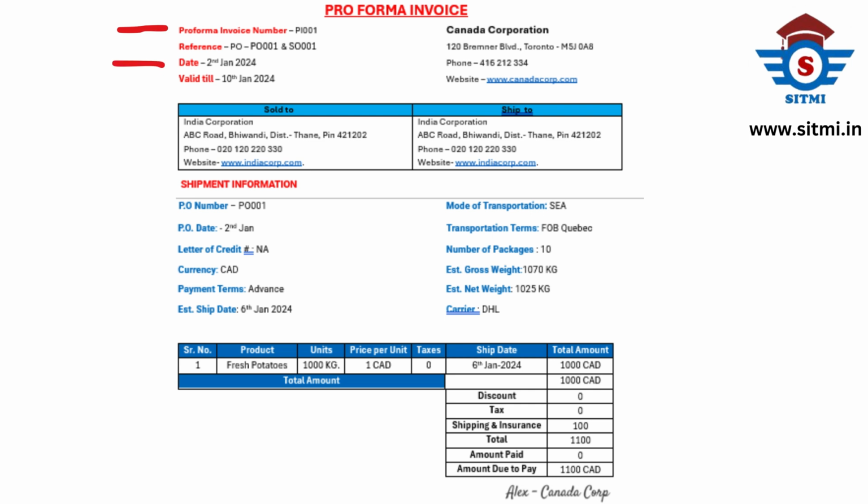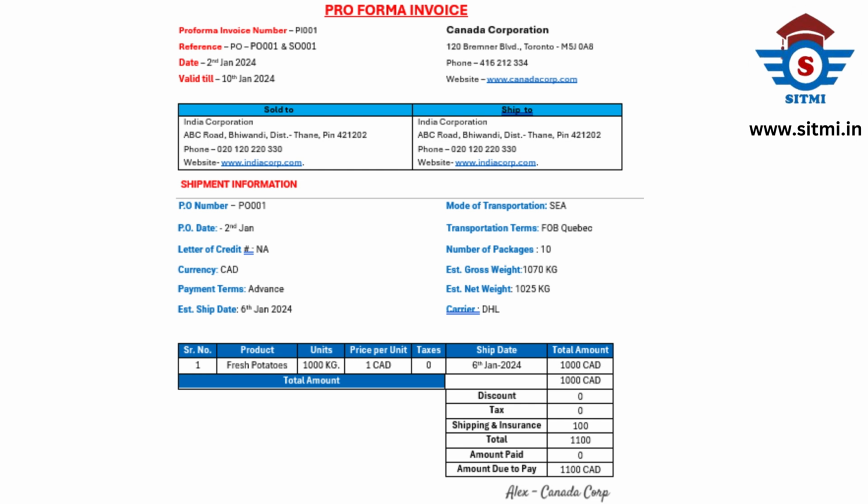The third one is date of issuance. So the date when the Proforma Invoice is issued. This serves as the starting point for the transaction process. The fourth point is the validity period. The duration for which the Proforma Invoice is valid. This specifies the time frame within which the buyer can accept the terms outlined in the invoice.